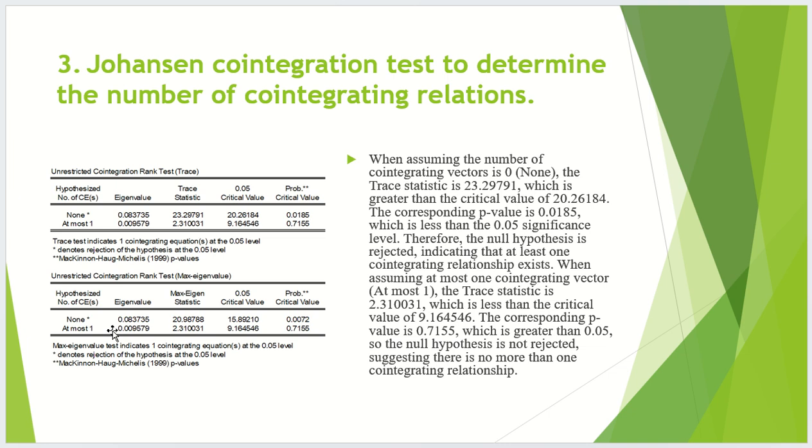When assuming at most one co-integration vector, the trace statistic is 2.310031, which is less than the critical value of 9.164546. The corresponding p-value is 0.7155, which is greater than 0.05. So the null hypothesis is not rejected, suggesting there is no more than one co-integration relationship.